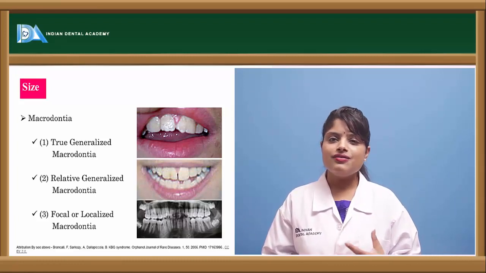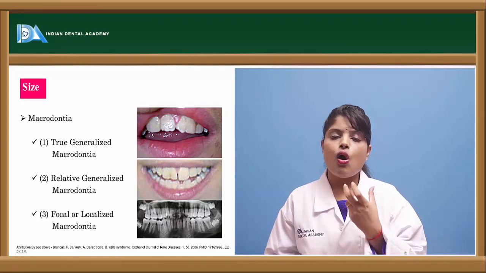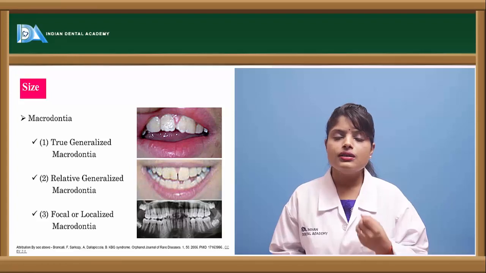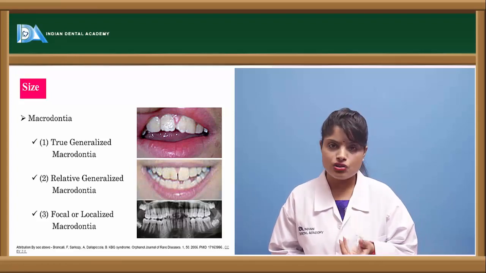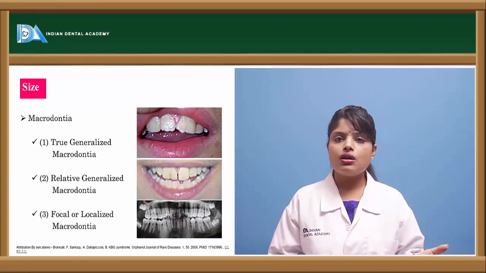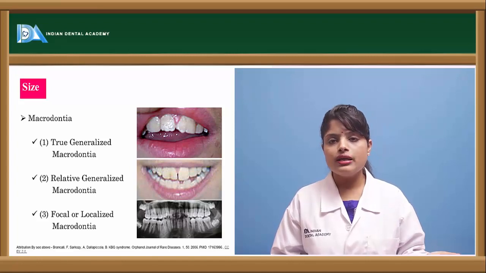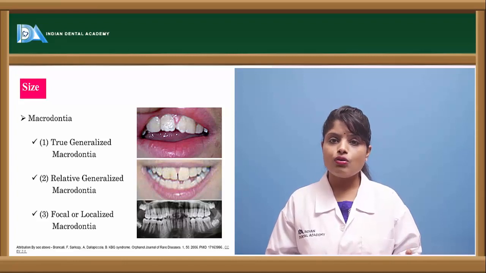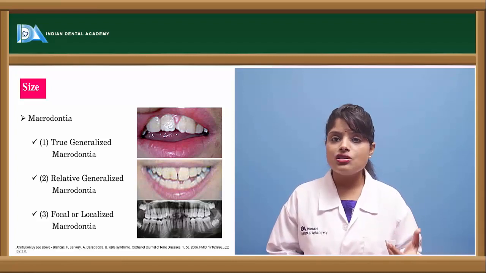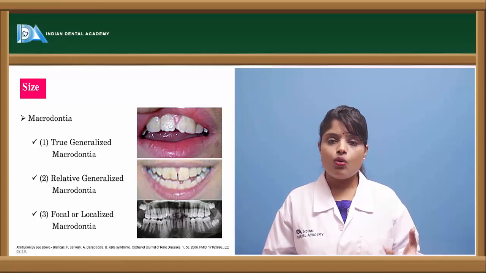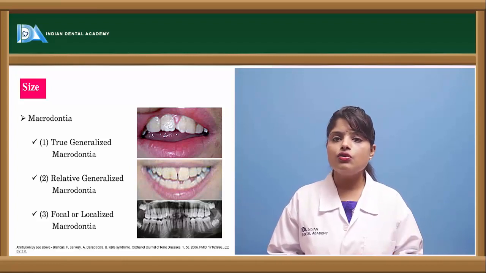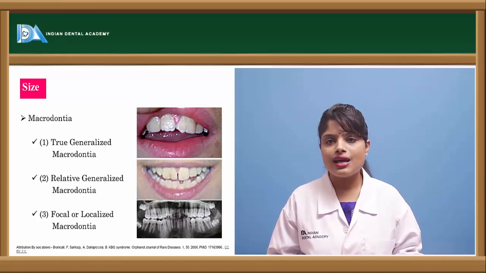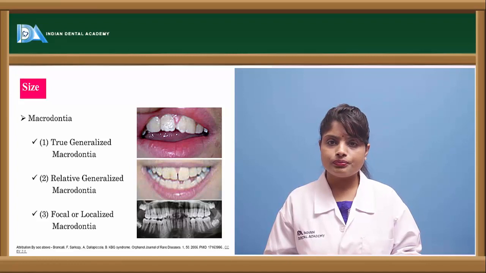Then comes the relative macrodontia, in which the size of the jaws will be smaller than the normal size of the jaws, so the teeth will appear relatively larger. This will lead to crowding of the teeth, and it will also lead to malocclusion. Then also comes focal macrodontia, in which the tooth is larger in size than normal. Only one or two teeth or a few teeth may be involved in such cases. Generally, the third molar and the lateral incisor are involved.